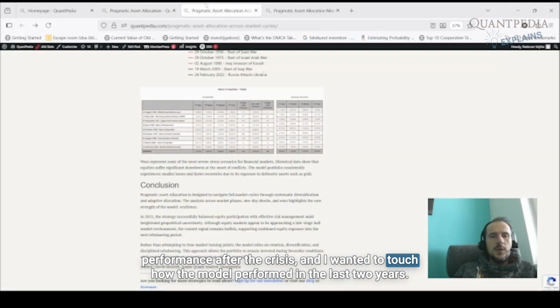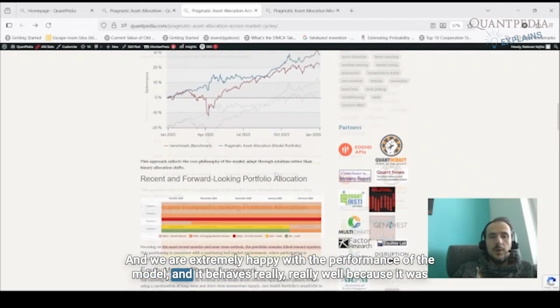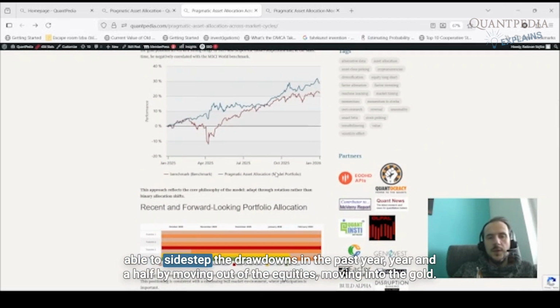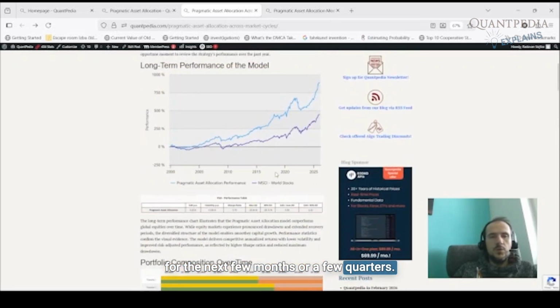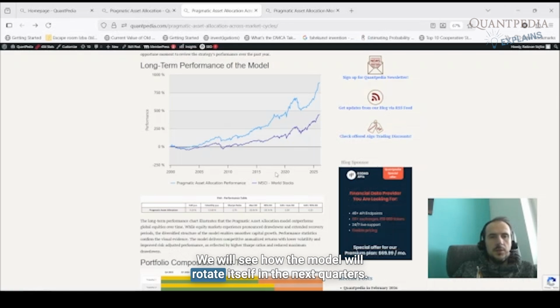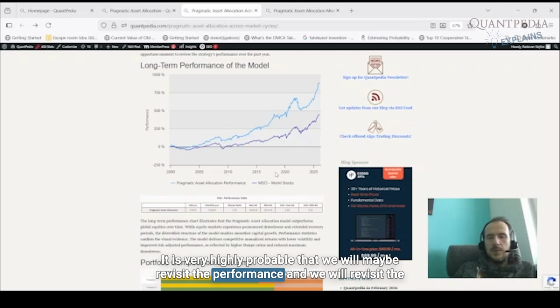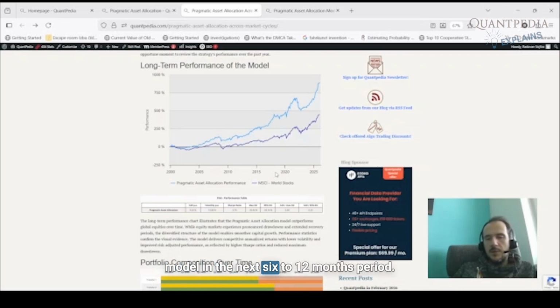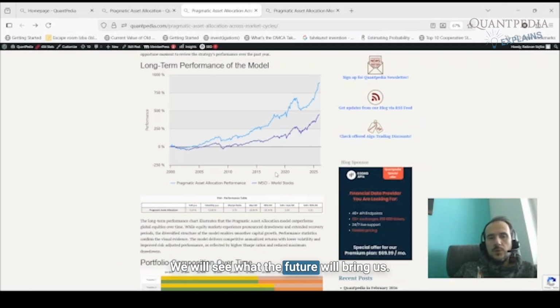And I wanted to touch on how the model performed in the last 2 years, and we are extremely happy with the performance. It behaved really well because it was able to sidestep drawdowns in the past year and a half by moving out of the equities and into gold, and right now it is out of the gold and once again moving into emerging market equities, which is probably a good bet for the next few months or few quarters. We will see how the model rotates in the next quarters. It's highly probable that we will revisit the model and its performance in the next 6 to 12 months, and I'm really looking forward to how the model will behave. We will see what the future brings us.